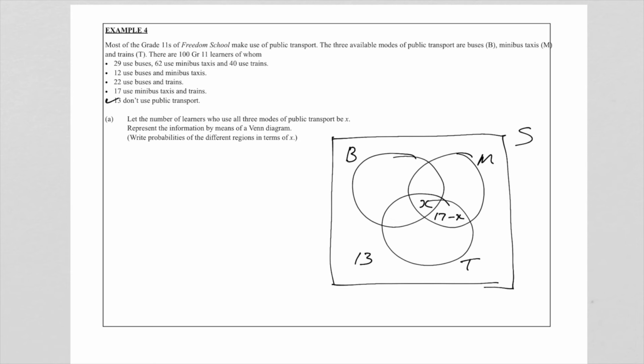The next one, we are finished with that. The next one is this 22. Those are 22 learners that use buses and trains. So this whole thing is 22. So that one will be 22 minus X. So let's put that in, 22 minus X. And then, of course, we're going to look for that one. So we are done with that.